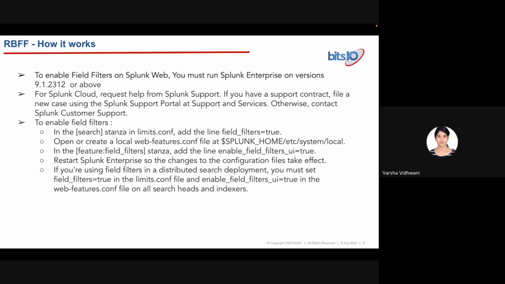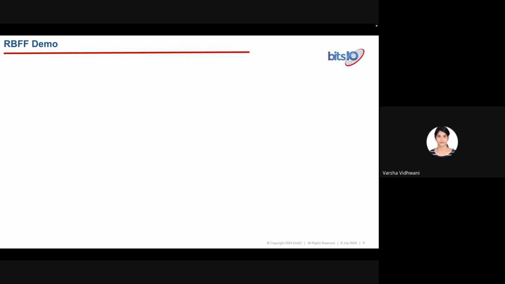Before we start the demo, how RBFF works. Firstly, to enable the field filters on Splunk Web, the version should be 9.1.2 and above. For Splunk Cloud, we need to request help from Splunk support. Then to enable the field filters, we have to make some changes in the configuration files. We will see how we do that in the demo.